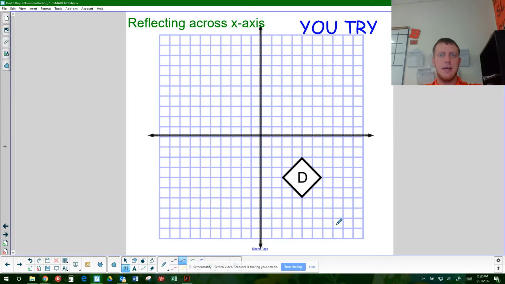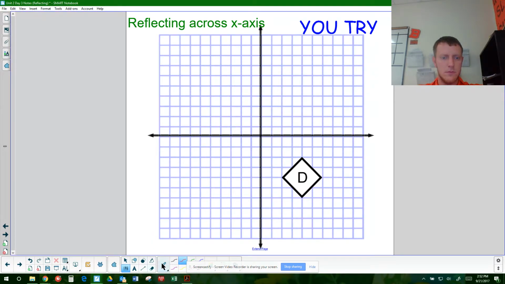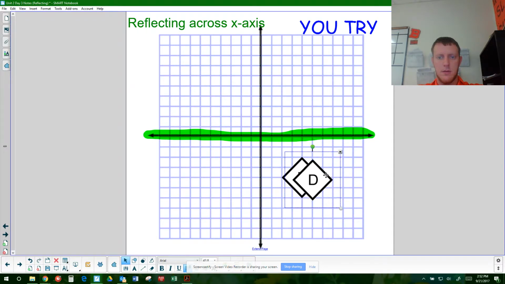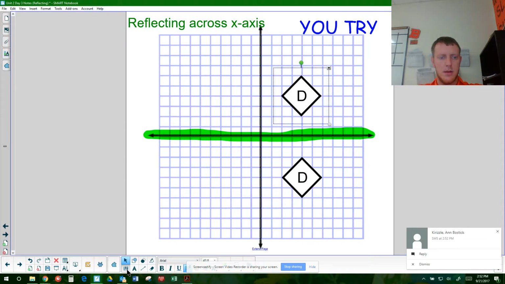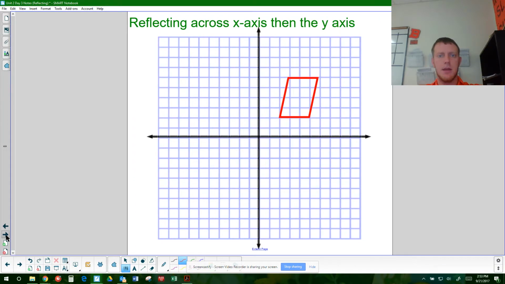All right, you're reflecting over the x-axis here. Go ahead and try that one. Start by highlighting the axis that you're going to flip over. Should be this one. And then I'm going to show the answer in 5 seconds. 5, 4, 3, 2, 1. All right. So if you reflected it correctly, 1, 2, 1, 2 would go here, and D prime would go there. That's it. Don't make this complicated. Should be a pretty easy day.